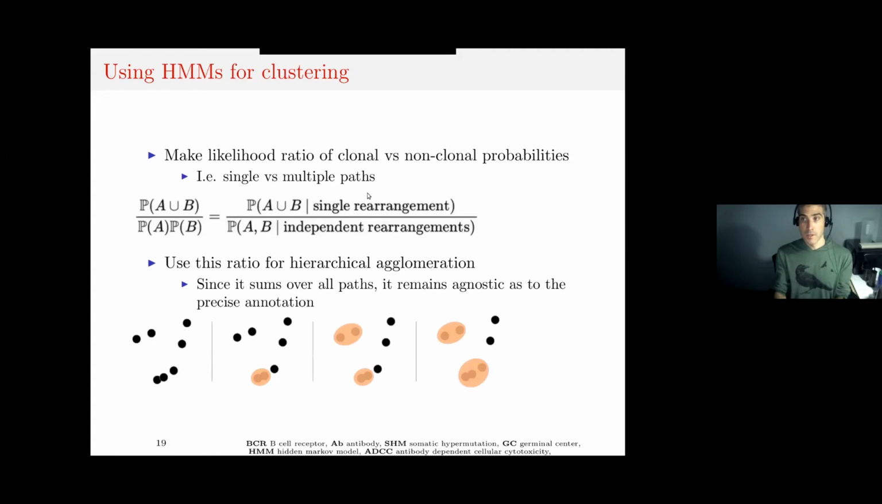To decide whether 2 sequences or 2 clusters are clonally related, we just form this ratio here, where in the top is the total probability where we've forced all the sequences to take the same path through the HMM. And in the denominator is the sum of the total probabilities where we force them to take individual paths through it. To use this for clustering, you do hierarchical agglomeration, which is shown on the bottom here, where you first merge together the 2 nearest sequences, and then the next 2 nearest, and then the 2 nearest clusters, and so forth. And you keep going until this ratio for all pairs falls below 1.